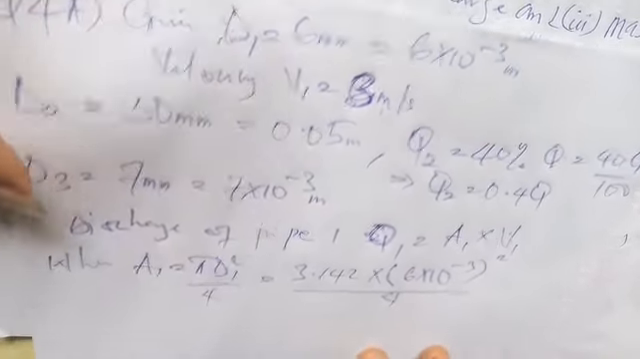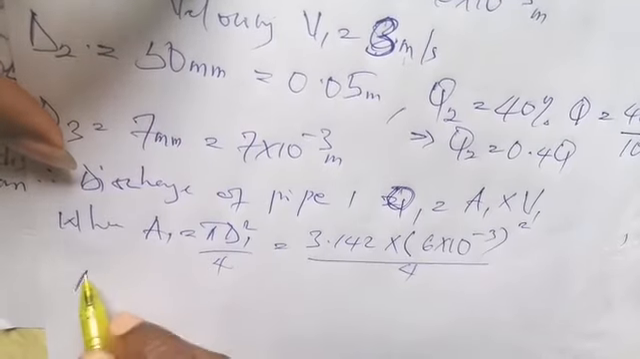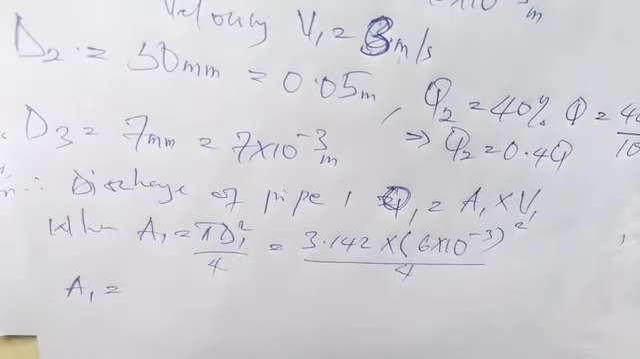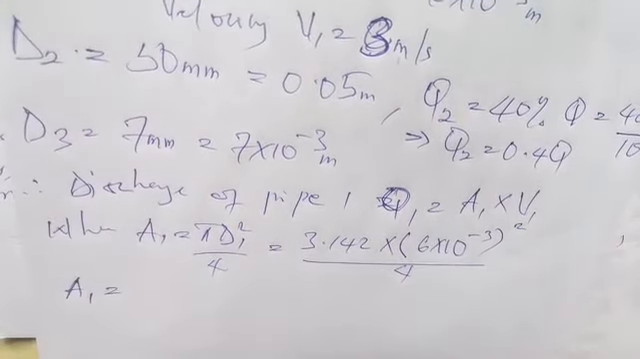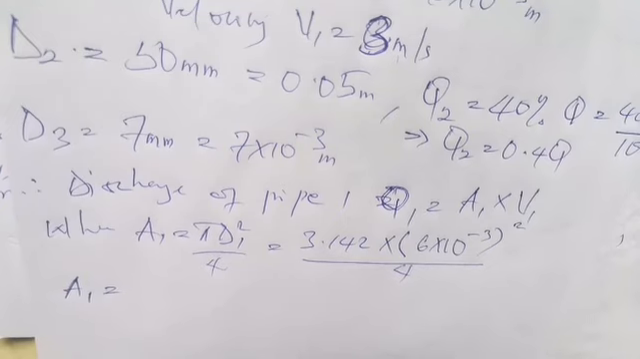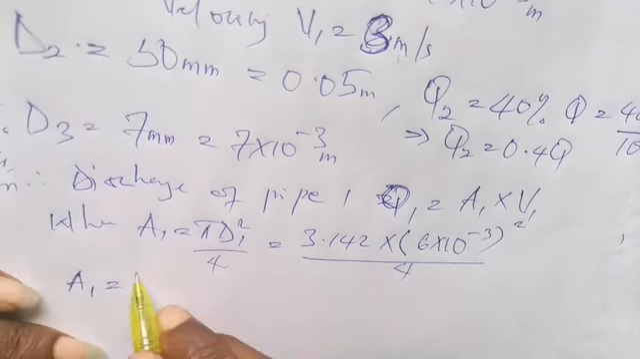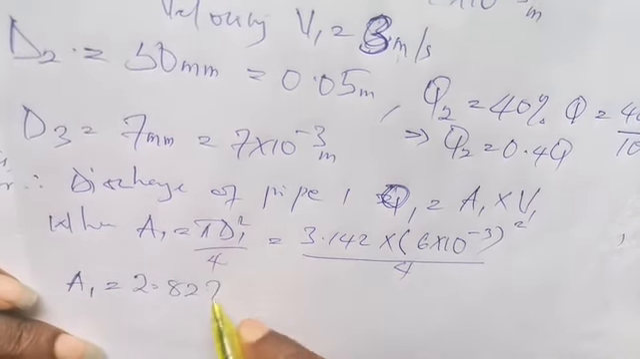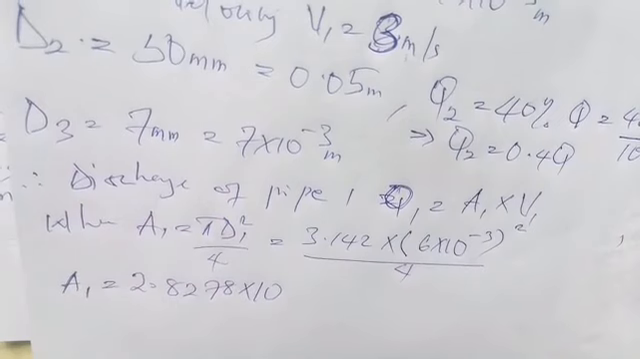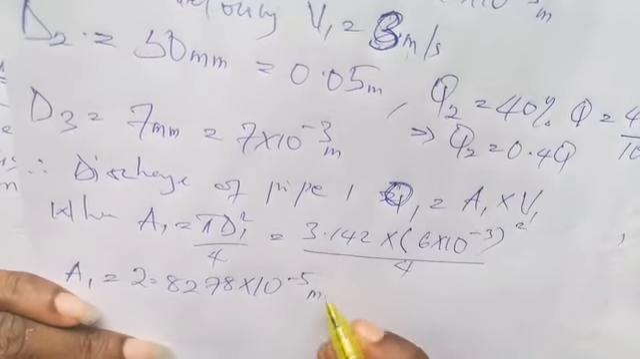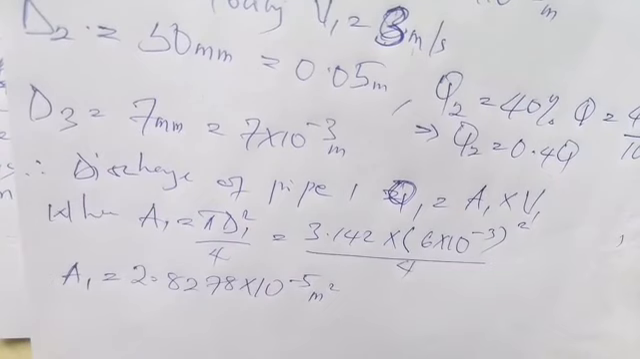So I'm going to do all of this together to obtain the value of the area A1, equal to 3.142 multiplied by 6 by 10 to the power of minus 3 squared, divided by 4. So we have A1 to be 2.8278 multiplied by 10 to the power of minus 5 in meter squared. This becomes the area of pipe 1.